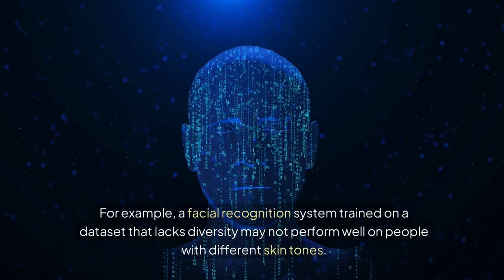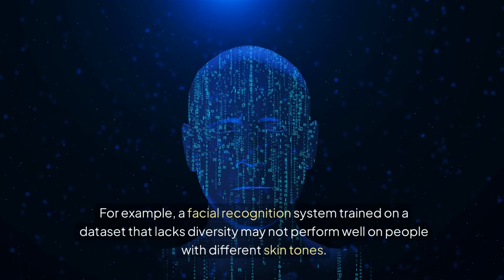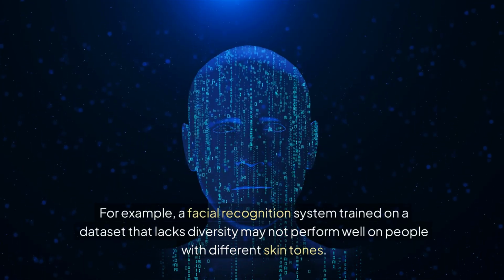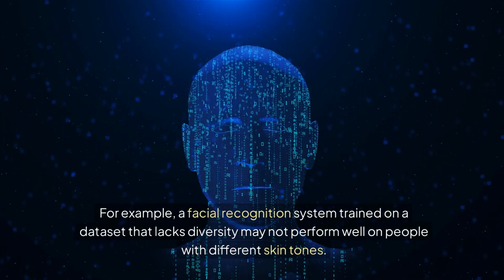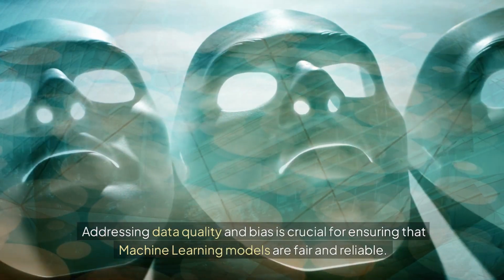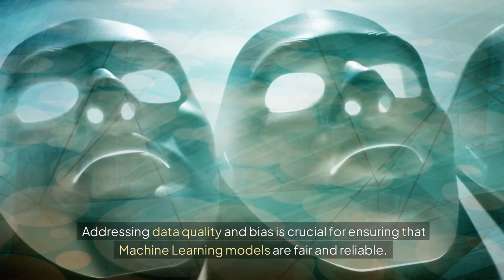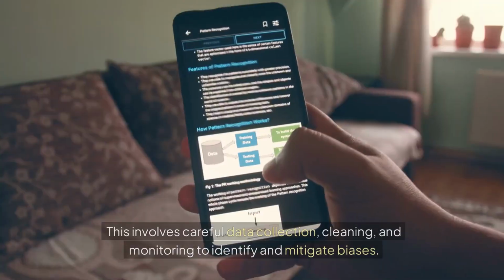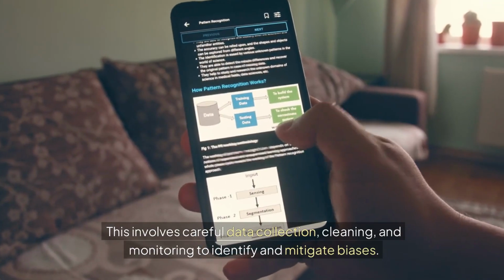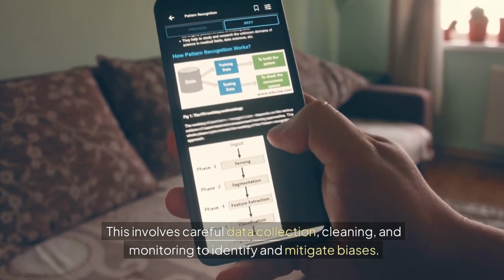For example, a facial recognition system trained on a dataset that lacks diversity may not perform well on people with different skin tones. Addressing data quality and bias is crucial for ensuring that machine learning models are fair and reliable. This involves careful data collection, cleaning, and monitoring to identify and mitigate biases.